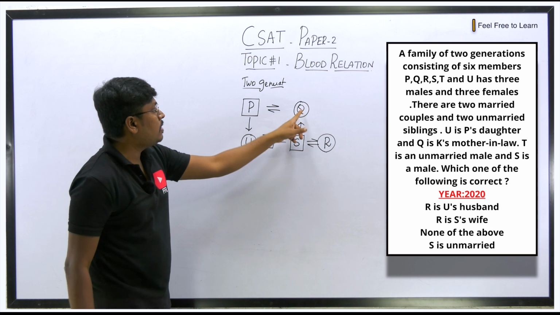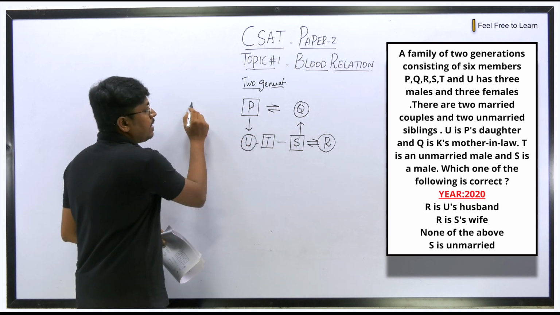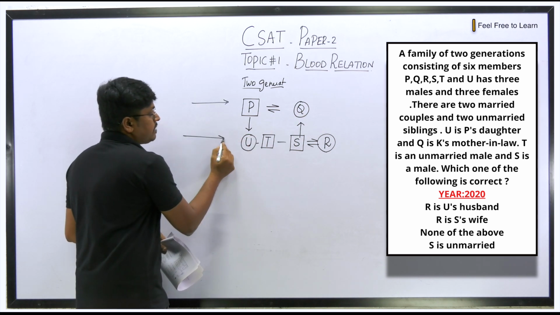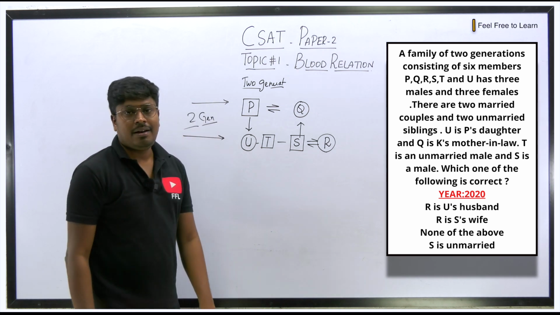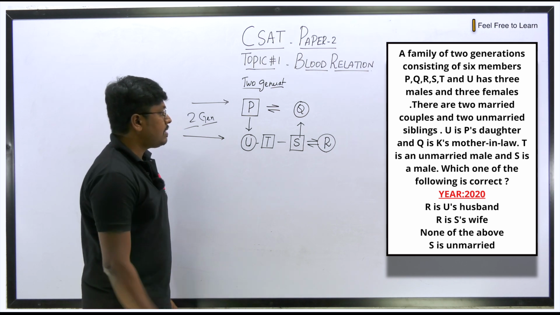That's it. R will call Q as a mother-in-law. As we are getting, this will be 1 generation, and this will be another generation. So totally the family consists of 2 generations. Understood or not, right? So finally we can say that this will be the answer.